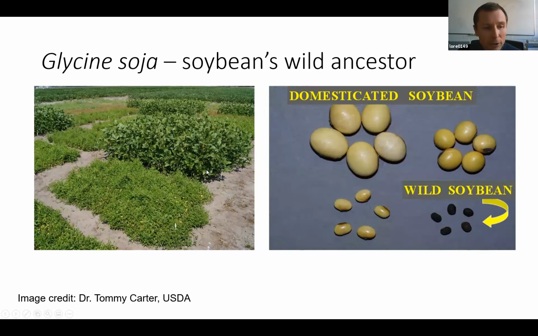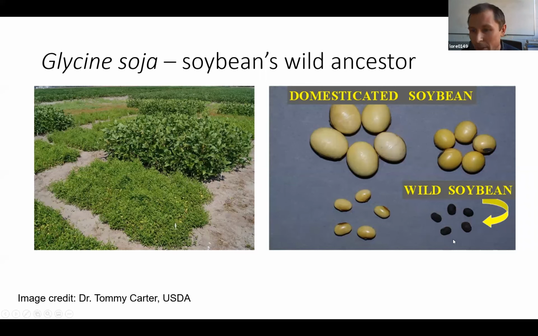Thinking about where soybeans actually came from, soybeans' wild ancestor is a plant that grows in a prostrate, viney manner, found throughout China, Korea, and Russia, and it's known by the scientific name Glycine soja. It's soybeans' wild ancestor. You can see a picture of it here on the ground. It just kind of lays on the ground.